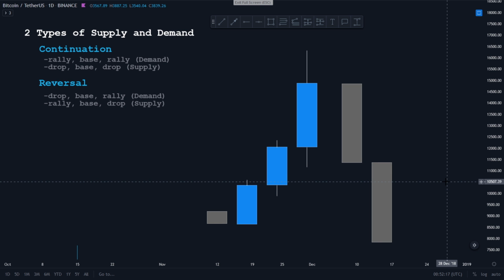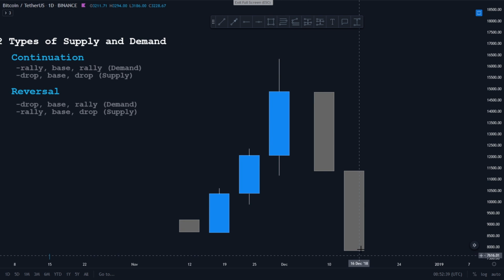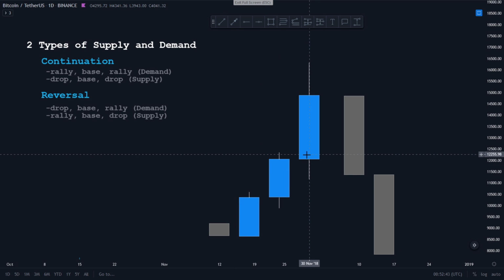Okay guys, now let's say you have something like this here. Basically this is a rally, base, and drop. Okay, you don't have a low and then a higher high. What you have is a rally and then a drop, right? So you can also draw a zone here, which would be a supply zone, because we have a reversal here, which is rally base drop.